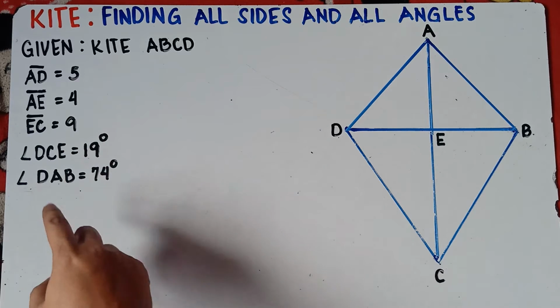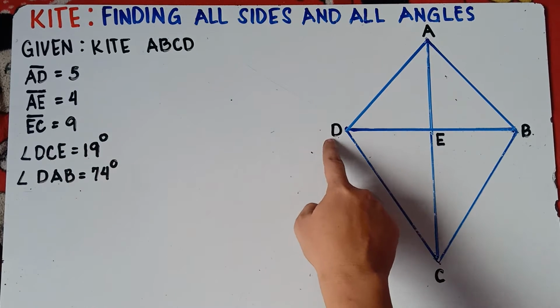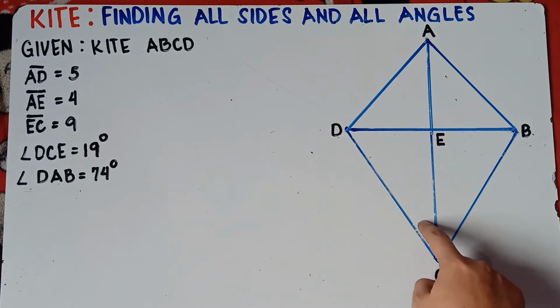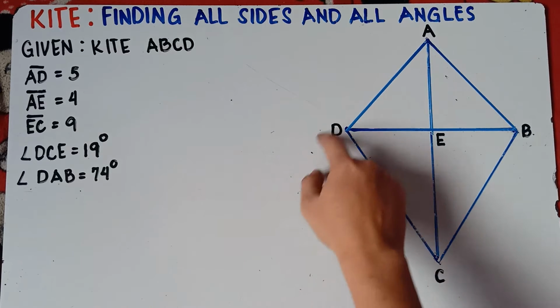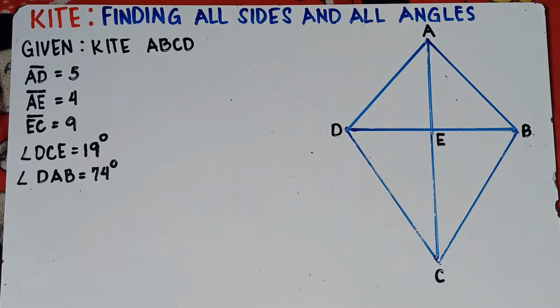And we have angle DCE. So this angle right here is 19 degrees. And angle DAB is equal to 74 degrees. DAB, that is 74 degrees.